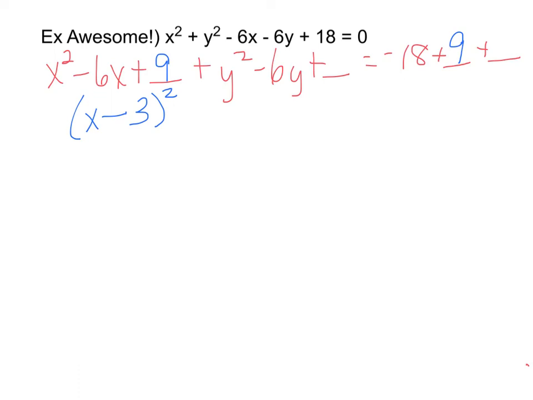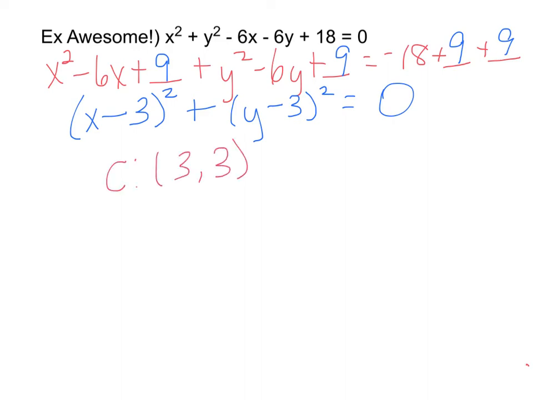Now here's the amazing part of this problem. I have the exact same thing for the y's. So y minus 3 squared is also 9. Okay, so negative 18 plus 9 is what? 0. Man, I'm throwing a bunch of crazy stuff at you. So if I have that equal to 0, typically we have our center here at 3, 3. So that's our center. And I have a radius of 0.